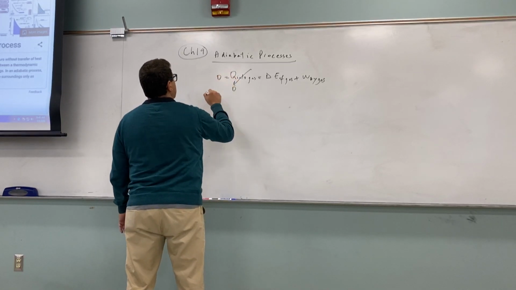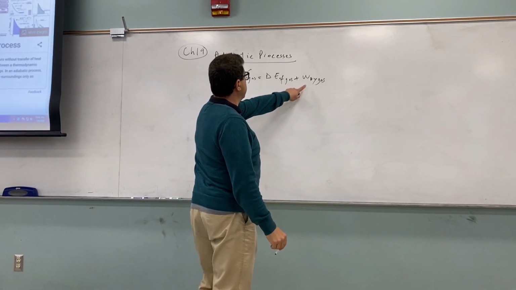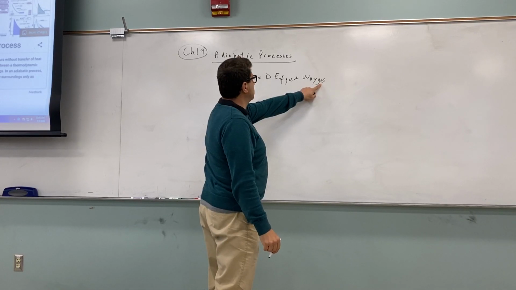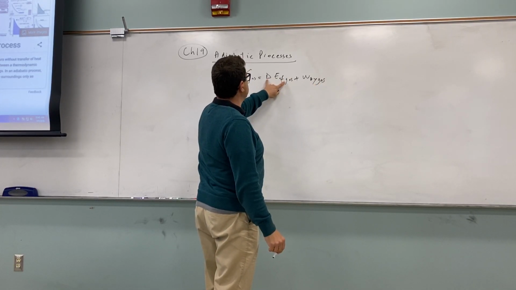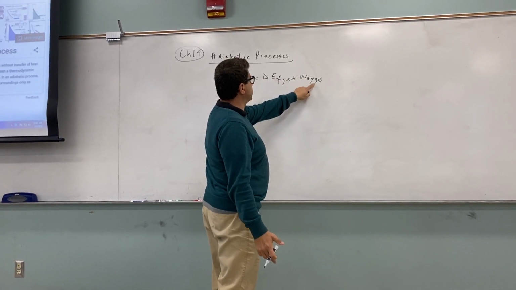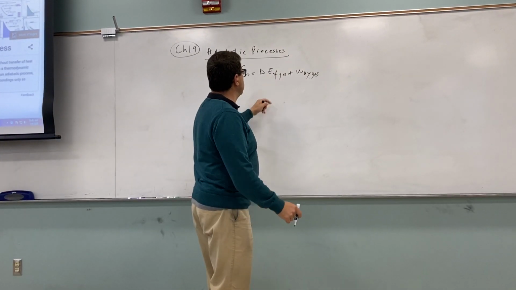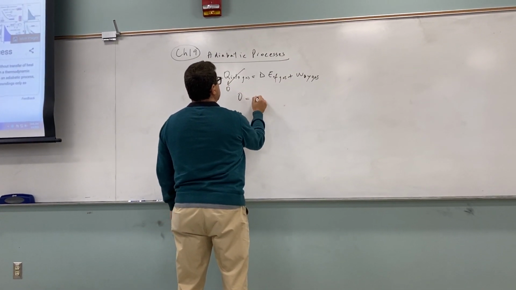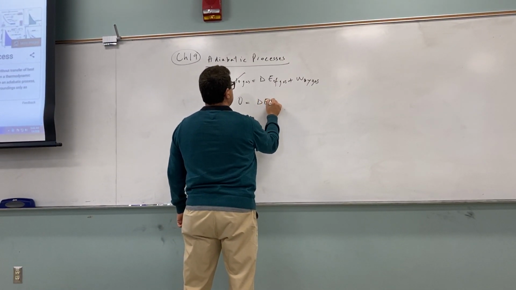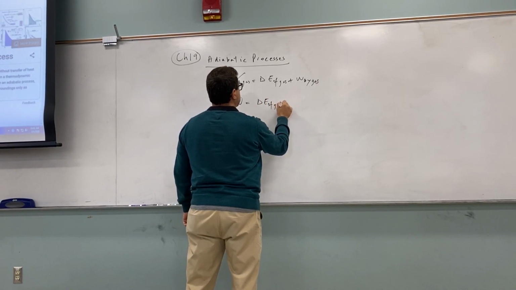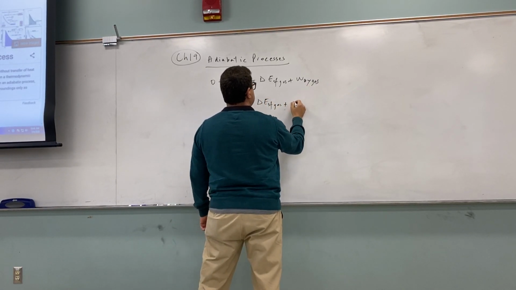So Q is zero. That means the gas is going to do work, and the change in energy is going to also change. But if the gas is doing positive work, then the delta E is going to be negative, right? So if this is zero, delta E of gas plus work done by gas.